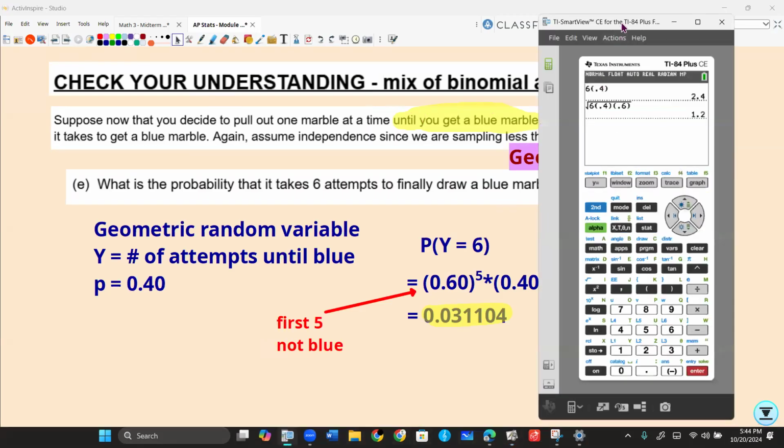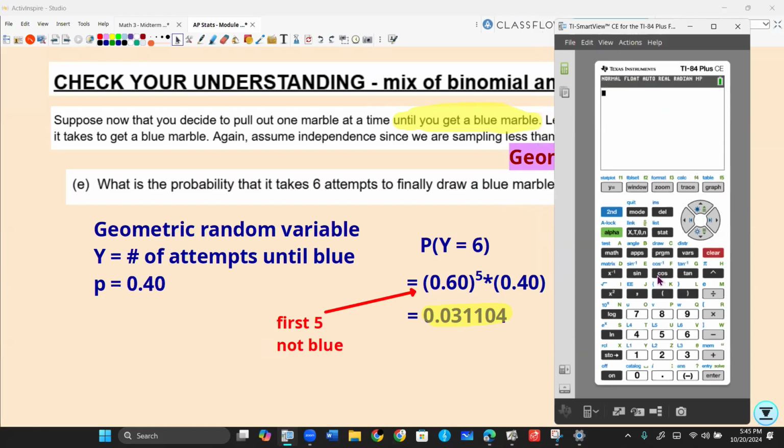So this is going to be 5 not blues, and then that last one's going to be blue, so 0.4. So that's going to look like this. You can do 0.6. Remember, the probability of not getting blue is 60%, and then times 0.4. We only do one success because we stop on the last success. So there's your 3.11%. You can also do geometric PDF, not CDF, because it's an exact amount.